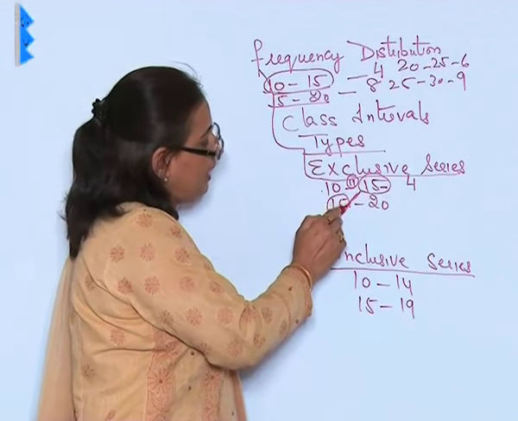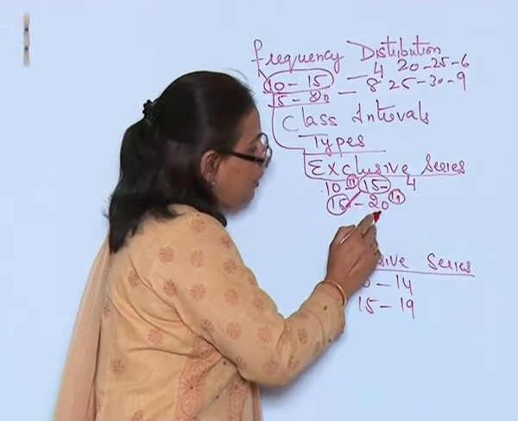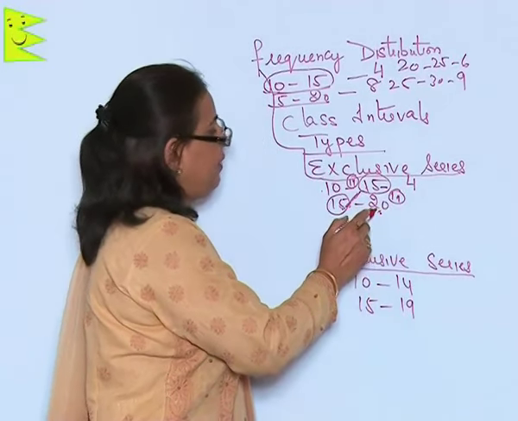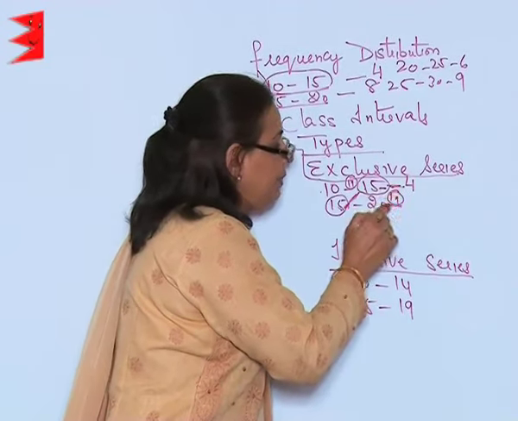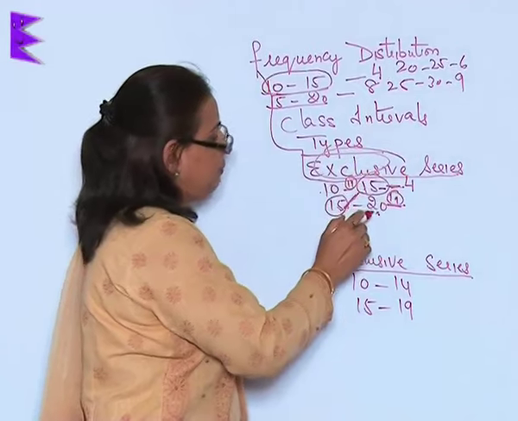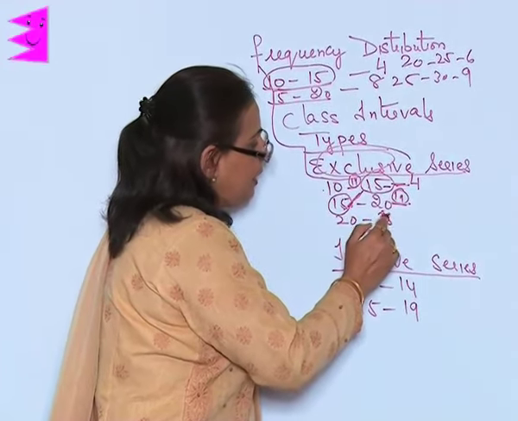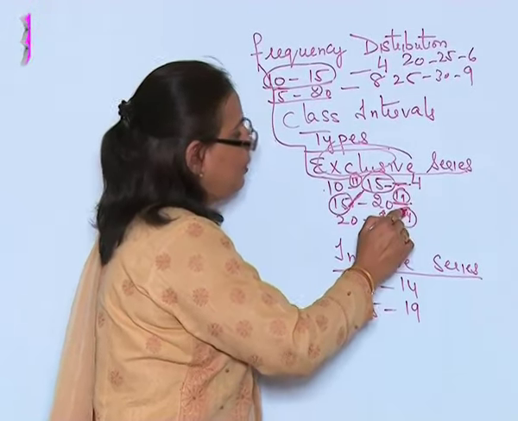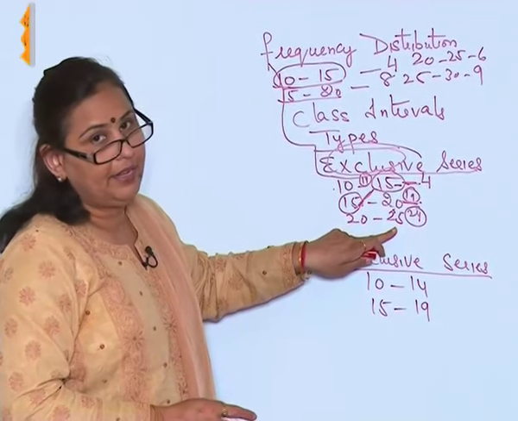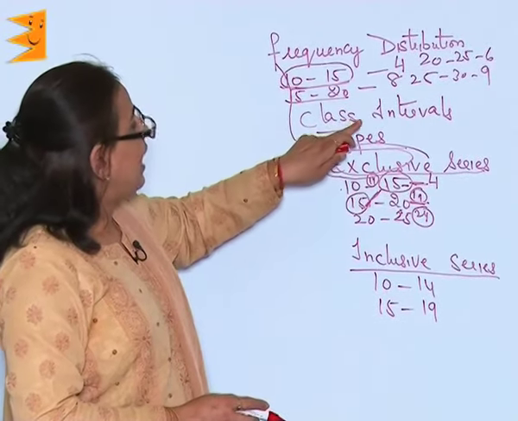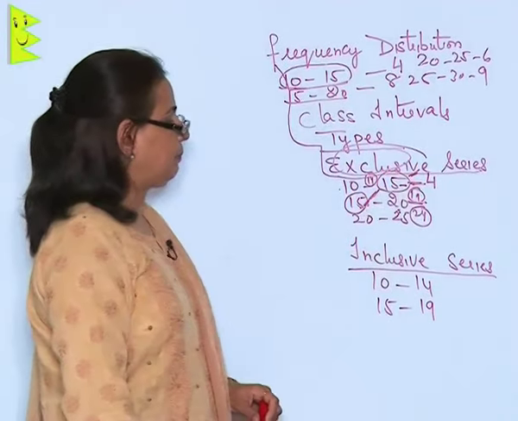Again I will be taking from 15 to 19. 20 I will not be including in this class interval. I will be excluding it here. When I exclude it, it becomes exclusive series. Then I will include this in the next one, 20 to 25, but actually it means 24. So when we exclude the upper limit of the class interval, that's termed as the exclusive series.